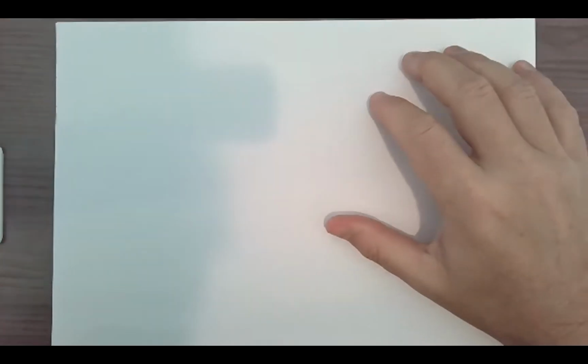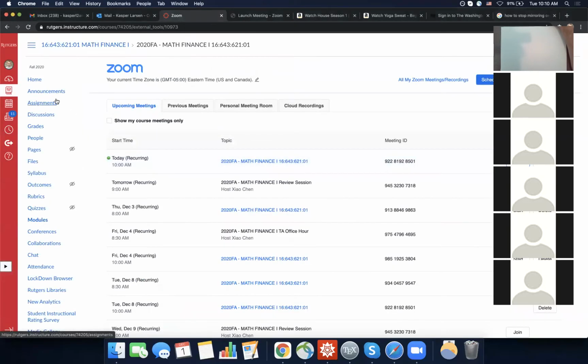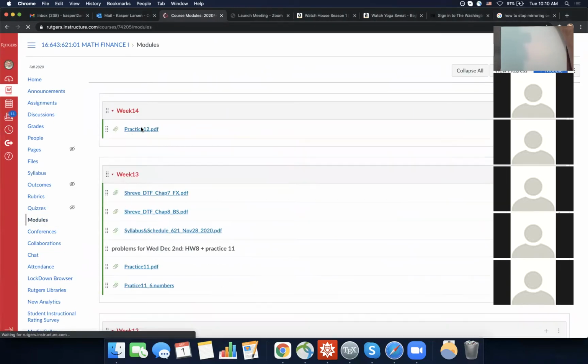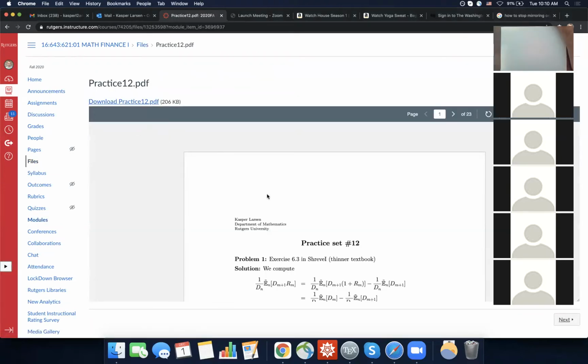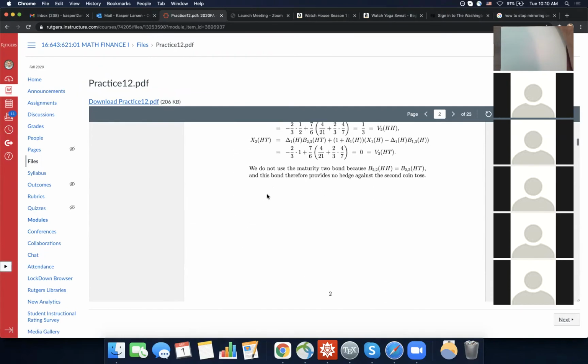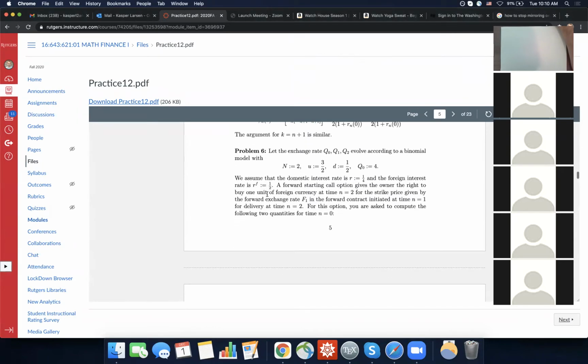Okay, so what I want to do here in the second half is look at some old exam problems. Let me pull them out on the screen. You go in under modules in the Canvas account and grab this practice 12 here. A lot of these problems are related to fixed income, but some of them are related to foreign exchange. The one I want to start with is number 6.